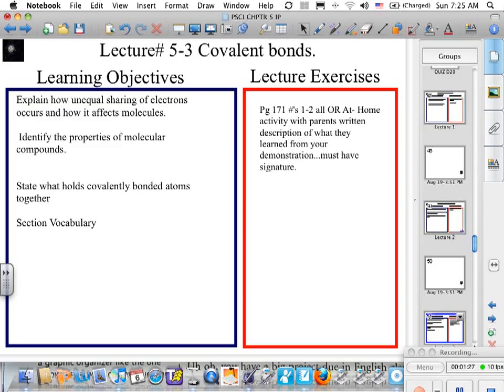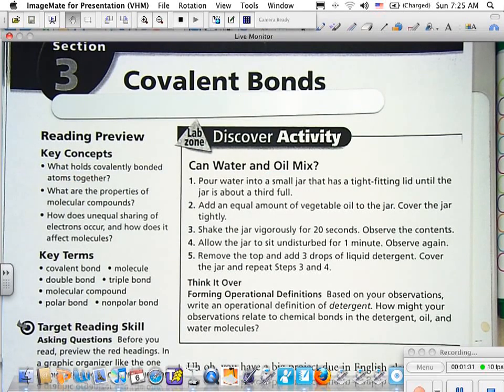All right. So without further ado, let's go ahead and get busy on covalent bonds. My grandmother used to always say, let's get busy, before it turned into a funny word.